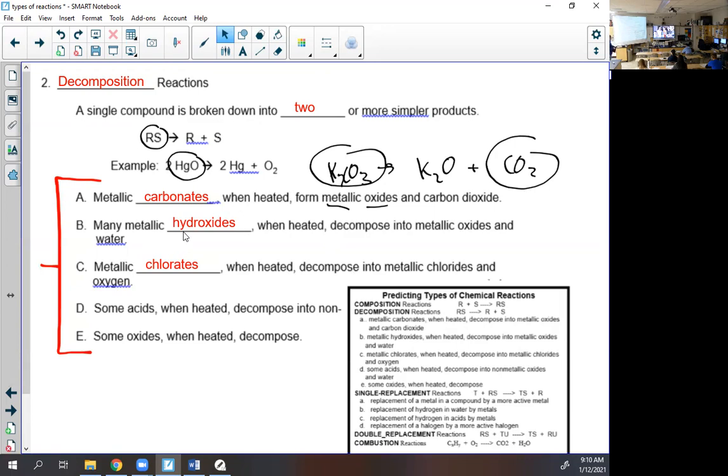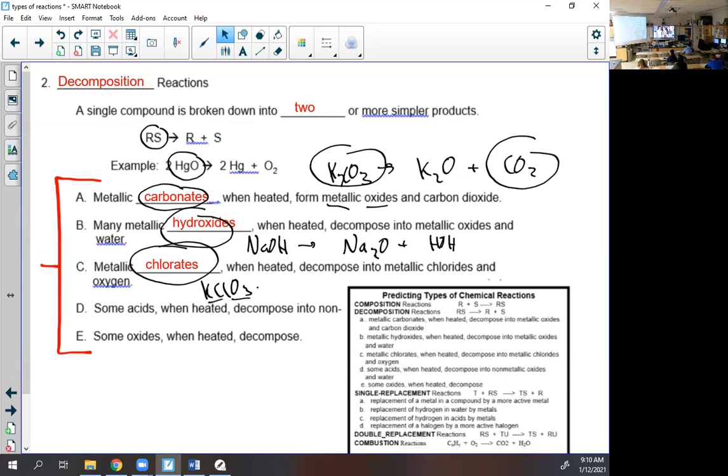All right, a metallic hydroxide, that would be like NaOH. If you heat it, it makes a metallic oxide and water. And those are pretty tricky to balance sometimes, but you just need to know the formula of the compound to know how it breaks apart, and then just follow these rules. A metallic chlorate, this is the one I will demonstrate. So you take a metal like KClO3, a metallic chlorate, you heat it, it makes metallic chloride and oxygen.